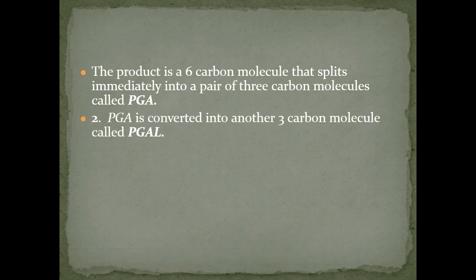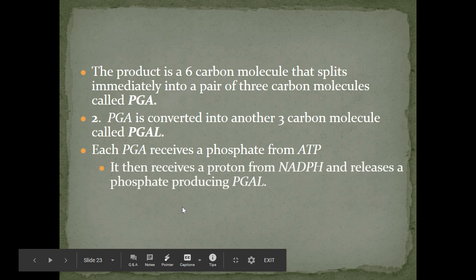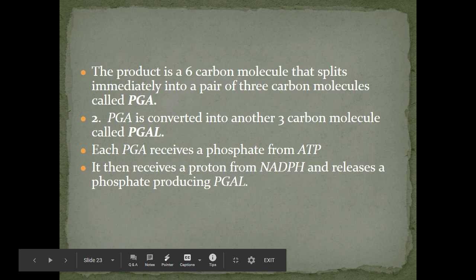So the product is a 6-carbon molecule that splits immediately into a pair of 3-carbon molecules called PGA, and not Pro Golf Association. PGA is converted into 3-carbon molecules called PGAL. Each PGA receives a phosphate from ATP.